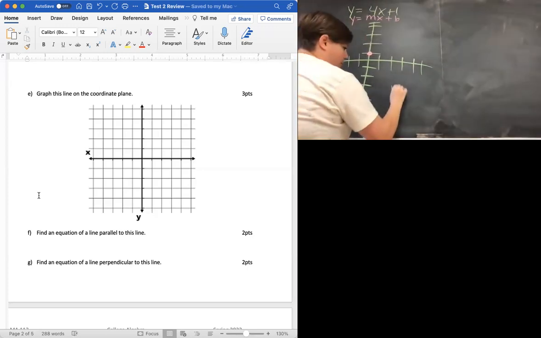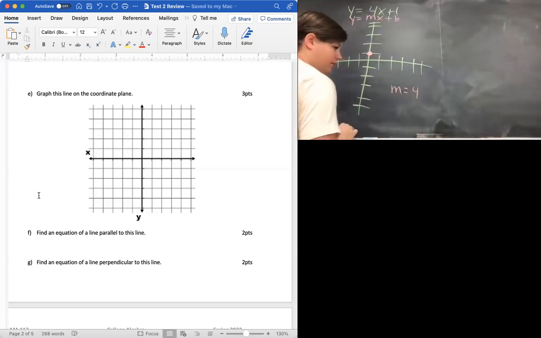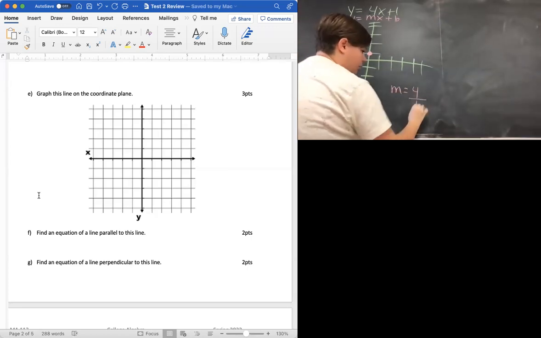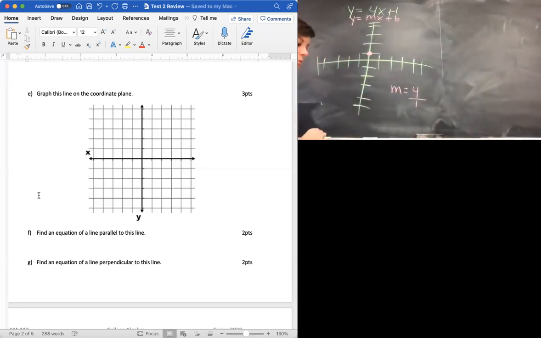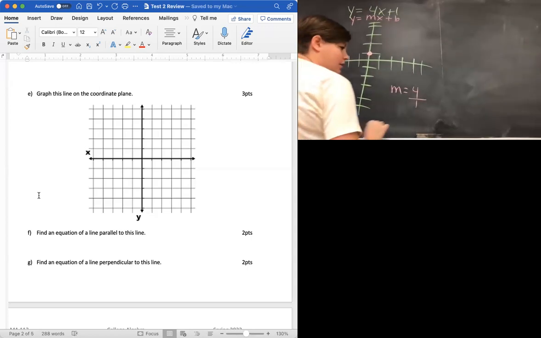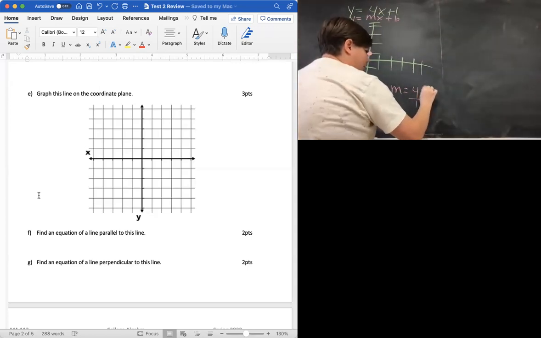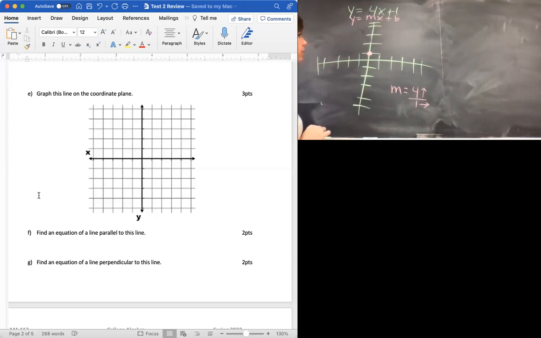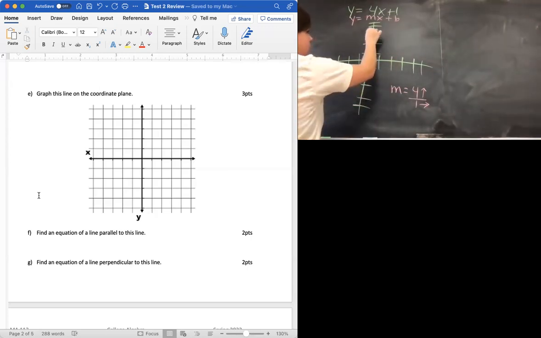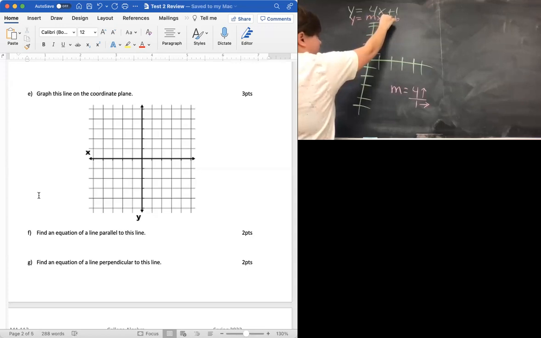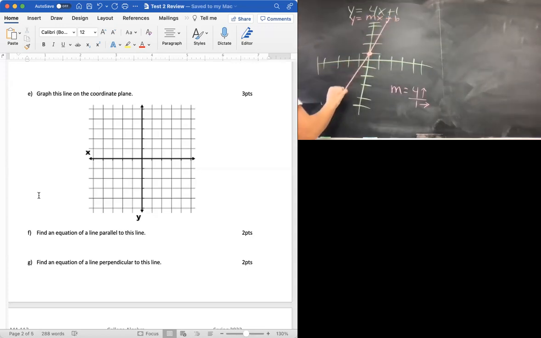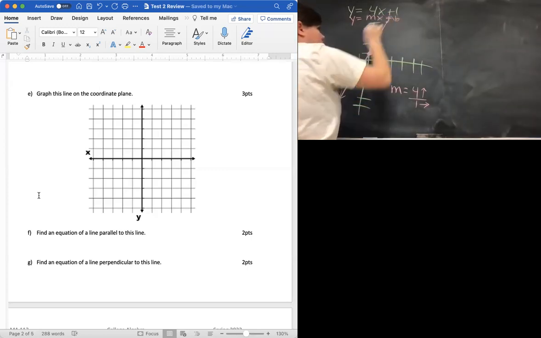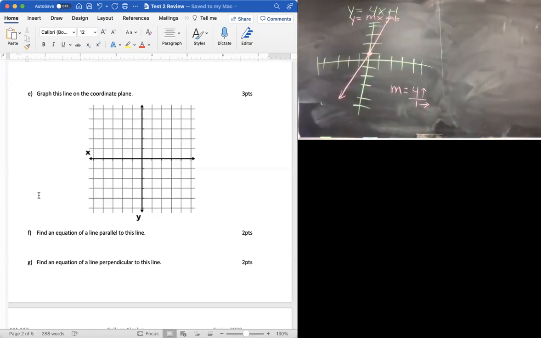So my slope is 4. Remember, that can be written as 4 over 1. And remember that slope is rise over run. That means I'm going up 4 and to the right 1. So I'm going to go up 4, 1, 2, 3, 4, and to the right 1 to plot my next point. I connect those 2 points, and there I just graphed the equation of that line.